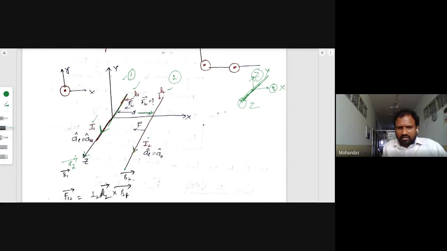Suppose I want to write the L2 differential length vector, how can I write it? L2 into, this current is flowing in which direction? In the positive Z direction. So I can write L2 into AZ. L1 vector equals L1 into which unit vector? The current is carrying in which unit vector?